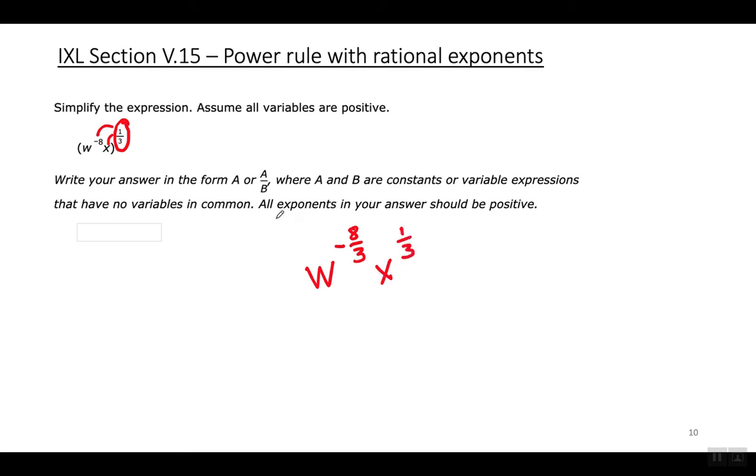Now, the only thing left to simplify is I have to get rid of that negative sign in the exponent, okay? So my final answer is x to the 1/3 power over w to the 8 over 3 power.